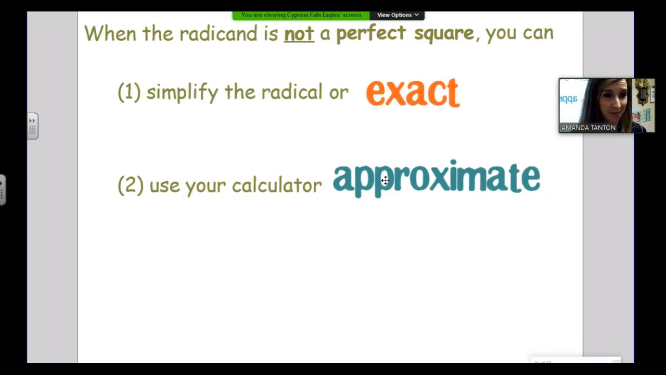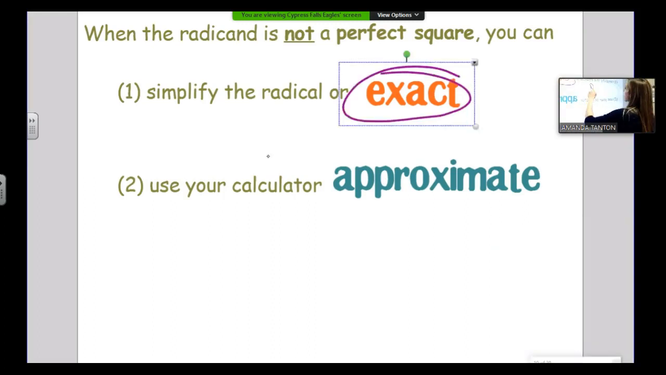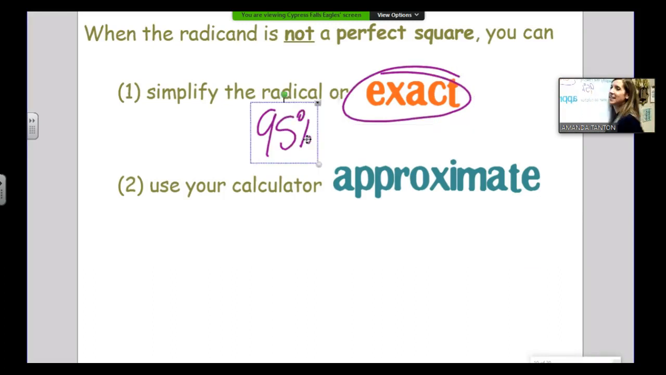95% of the time, Ms. Tan is going to want exact. I love exact. I mean, this is not an exact number. It's just an estimate. Every now and then, if it's a real-world problem, or if we have a reason to write it as a decimal, we will. But the rest of the time, no. You're not going to write it as a decimal.